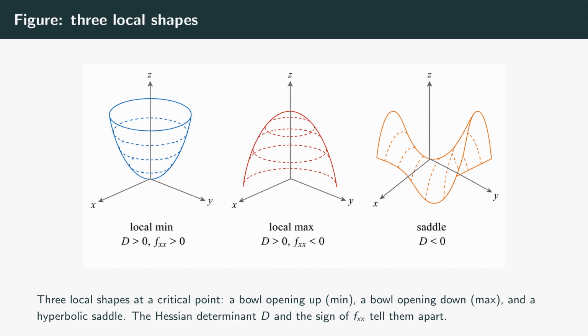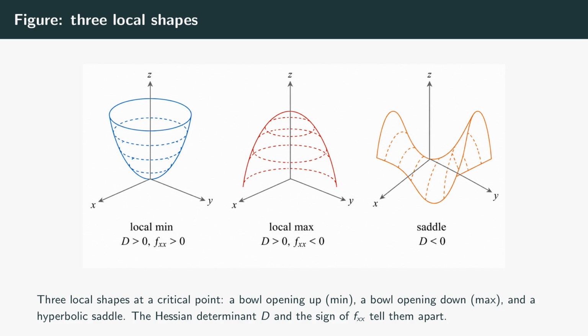Here are the three local shapes side by side. On the left, a local minimum, the surface is a bowl opening upward, and every slice through the critical point is a parabola curving up. The Hessian determinant D is positive. Both pure second partials are positive, and f_xx is positive, confirming the upward bowl.